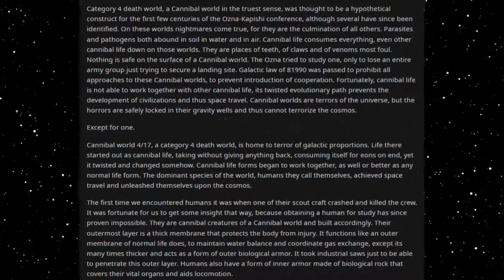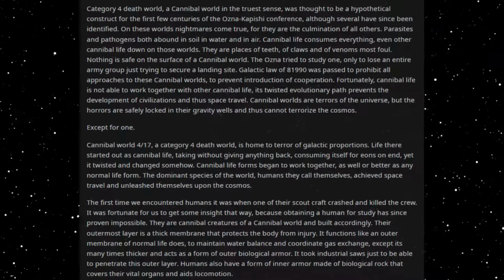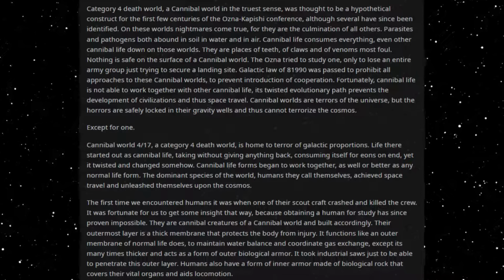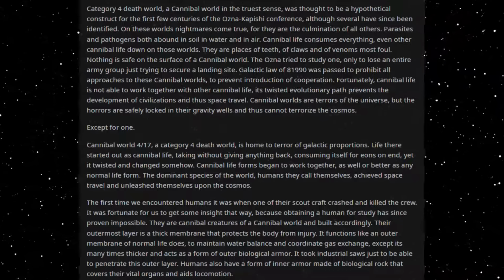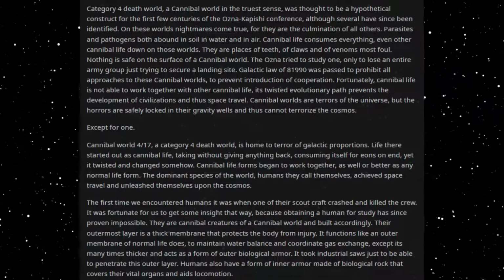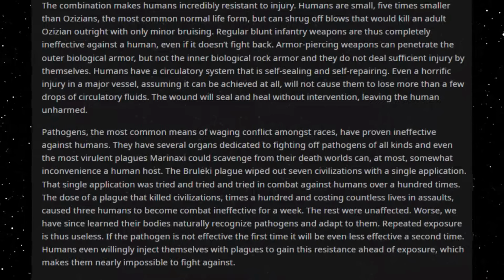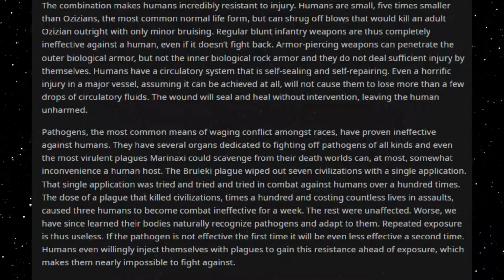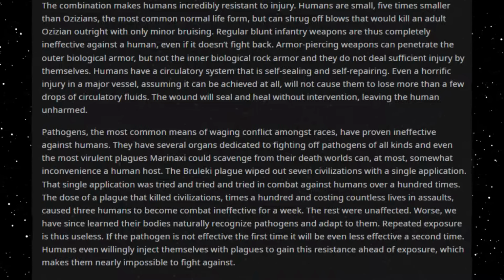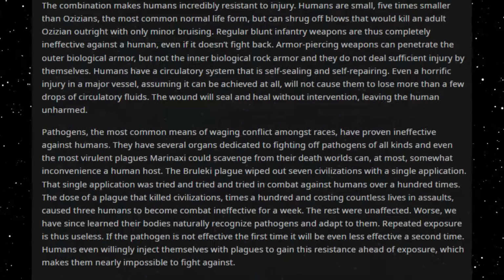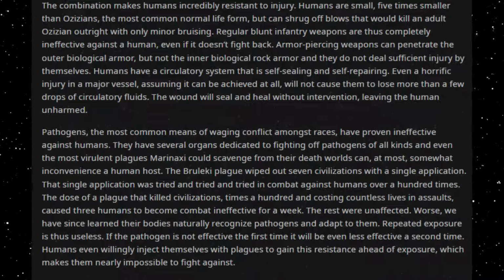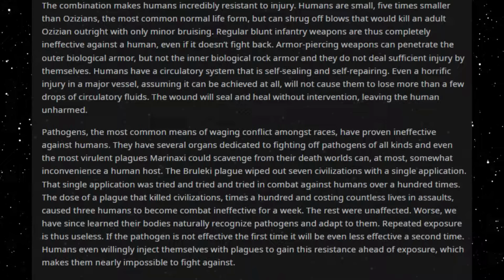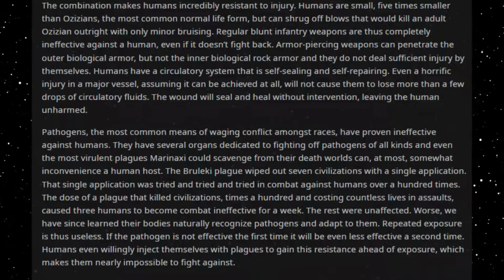It took industrial saws just to be able to penetrate this outer layer. Humans also have a form of inner armor made of biological rock that covers their vital organs and aids locomotion. The combination makes humans incredibly resistant to injury. Humans are small, 5 times smaller than Ozizians, the most common normal life form, but can shrug off blows that would kill an adult Ozizian outright with only minor bruising.